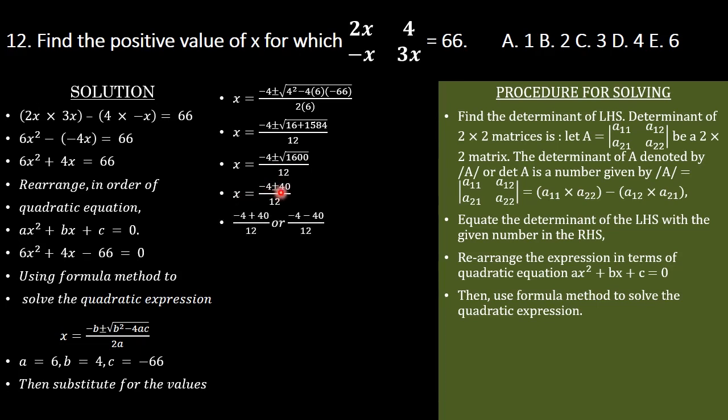Let's separate this plus or minus. We have minus 4 plus 40 over 12, or minus 4 minus 40 over 12. We now have 36 over 12 or minus 44 over 12. Our answer now is 3 or minus 11 over 3. The positive value of x is 3.